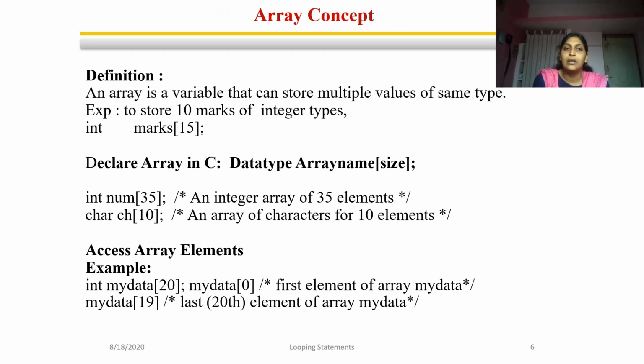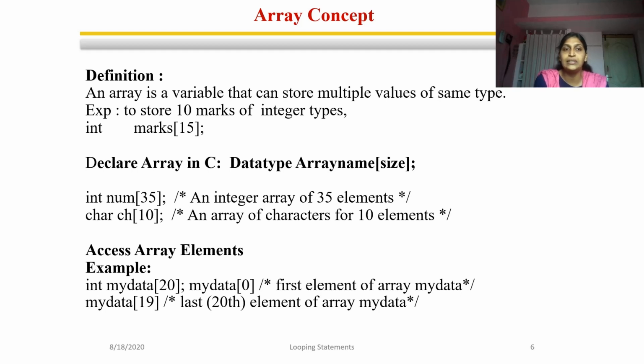Okay, then this is an example of an array: int marks of 15. The meaning of int is a data type. So we are going to store 15 integer-type data items, and to all the 15 data items we are assigning a common name, that is marks. That's the way we represent an array.